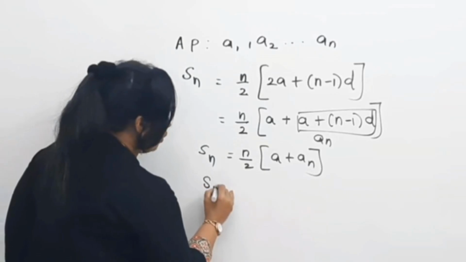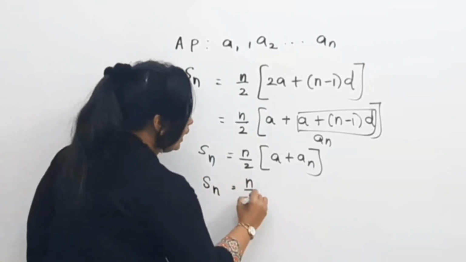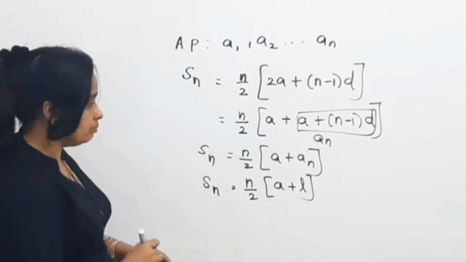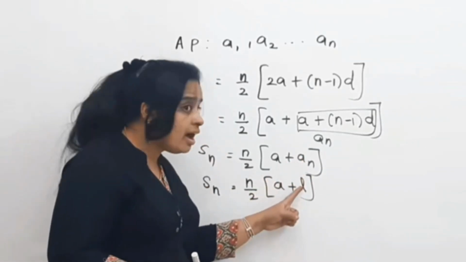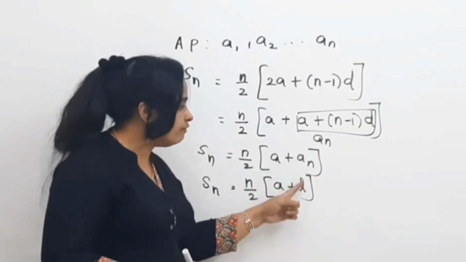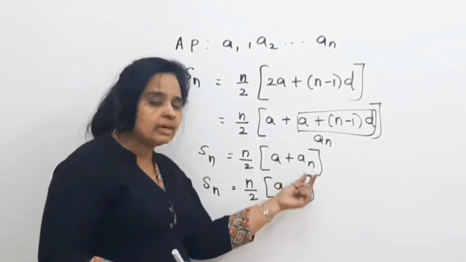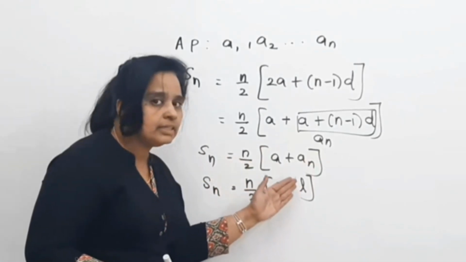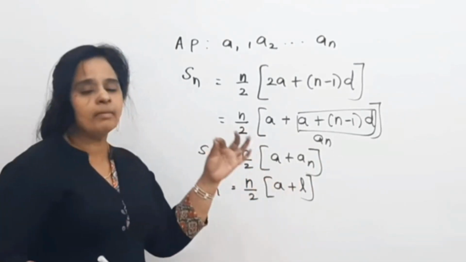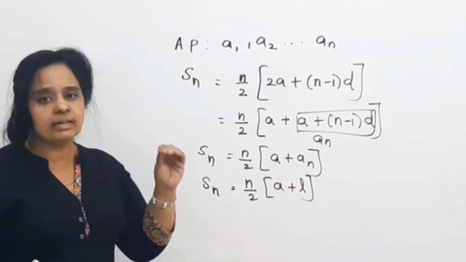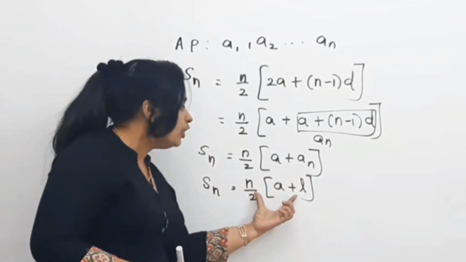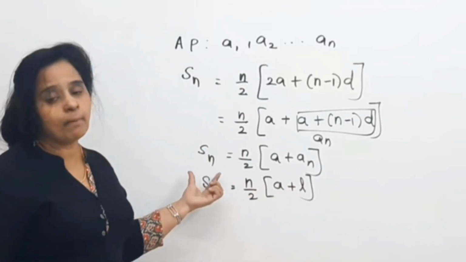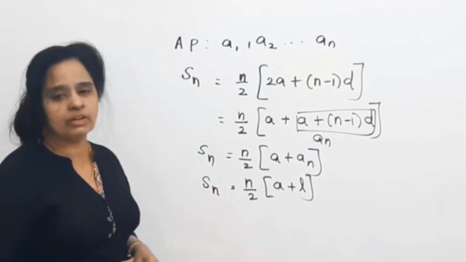Another formula is Sn is equal to n by 2 into a plus l, where l is nothing but the last term of that AP. That's the difference: the nth term we sometimes consider as the last term, but actually the last term is l. So if the last term l is given in the question, you can use this formula to find your Sn, the sum of n terms. We shall move on to the questions.